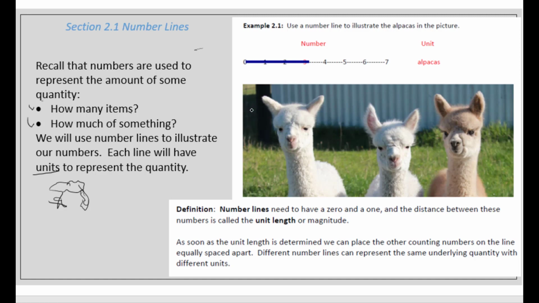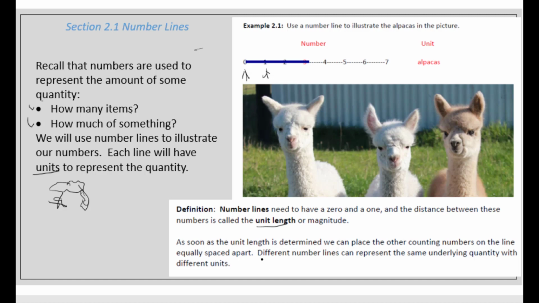Well, here's the number line. It has a 0 and a 1, and then each number subsequently is spaced the same distance. Number lines have a 0 and a 1, and the distance between these numbers is called the unit length or magnitude. So this is arbitrary how far apart 0 is from 1, and 1 is the same distance from 2, but it is at least consistent. As soon as the unit length is determined, you can place other counting numbers on the line equally spaced apart.